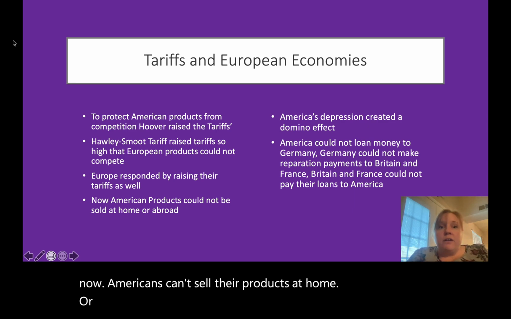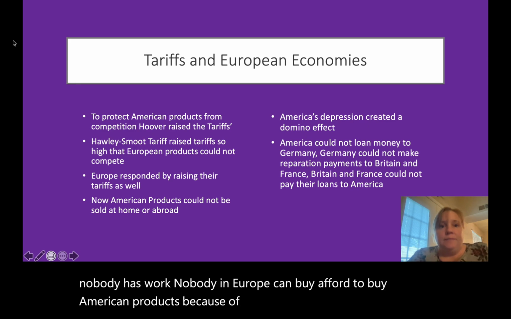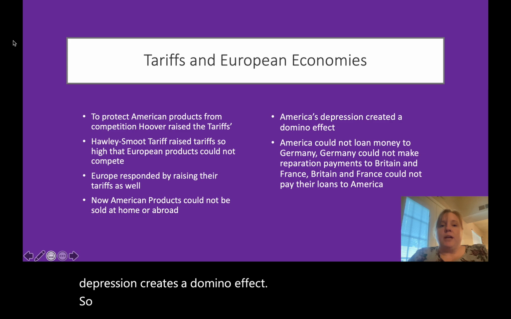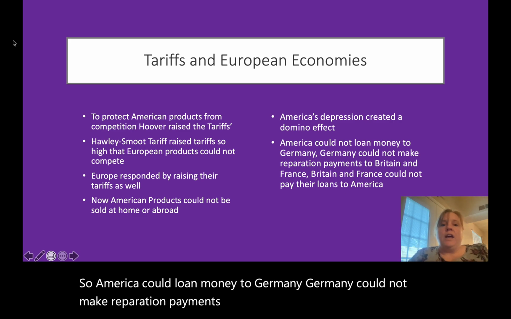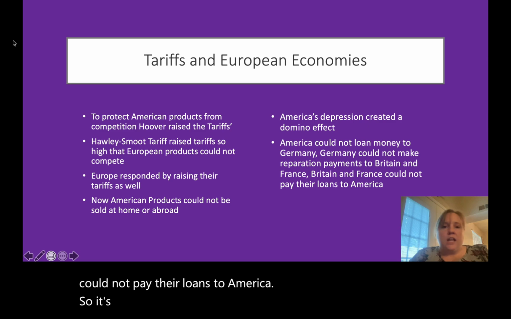Nobody in America can afford to buy products because nobody has work. Nobody in Europe can afford to buy American products because the tariffs are so high. So America's depression creates a domino effect. America could not loan money to Germany, Germany could not make reparation payments to Britain and France, and Britain and France could not pay their loans to America. So it's kind of a circular thing.